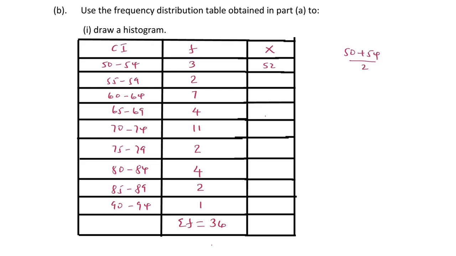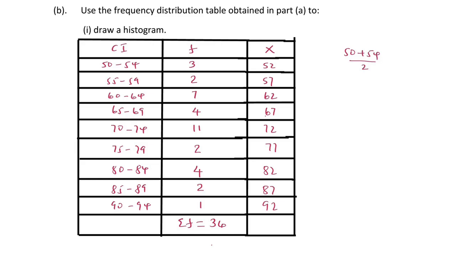So we are going to use the same trend to fill the remaining classes with their class mark. For the next one it is going to be 57, the next is 62, next is 67, next is 72, next is 77, next is 82, next is 87, and the last one is 92.